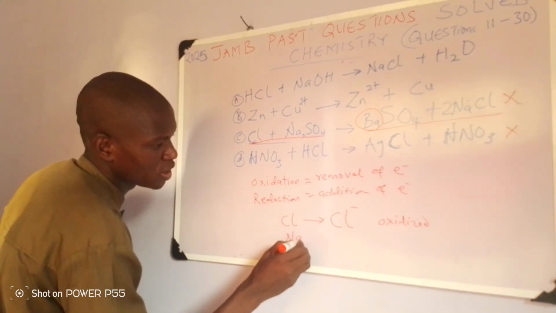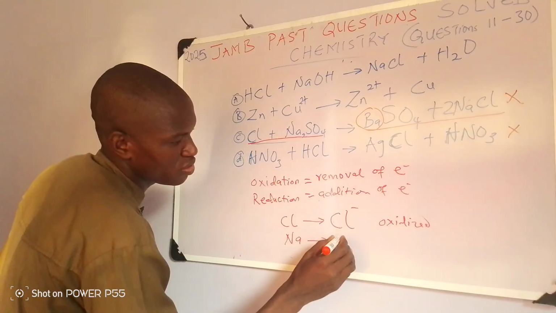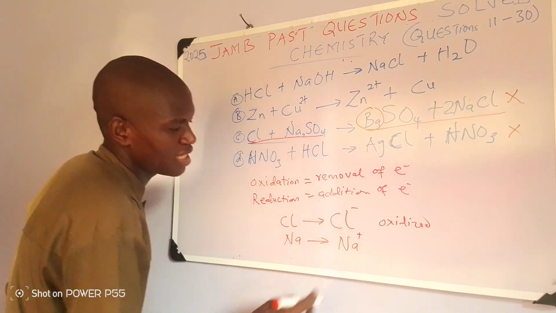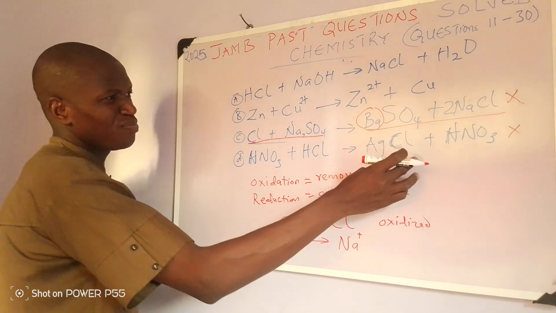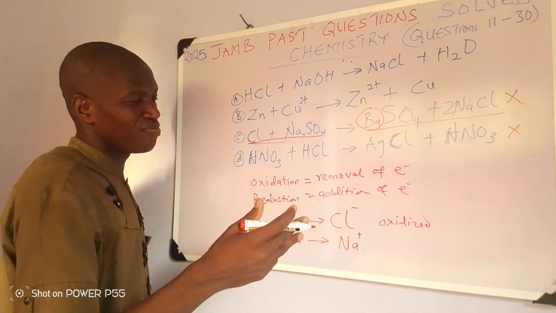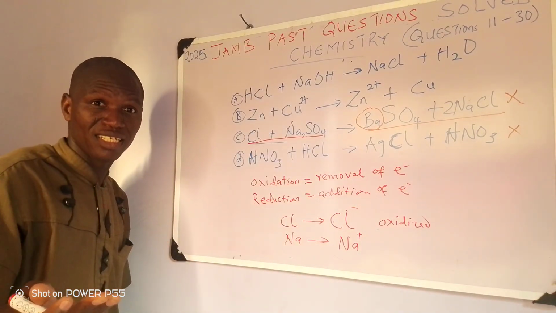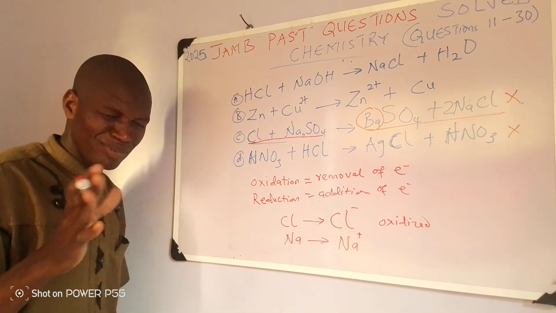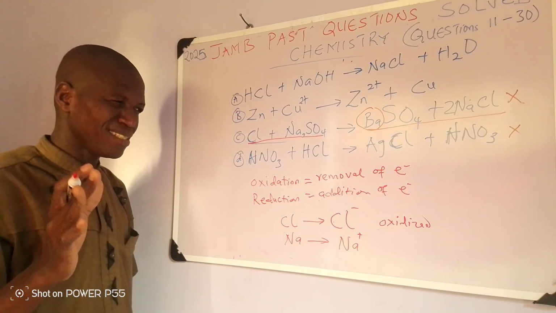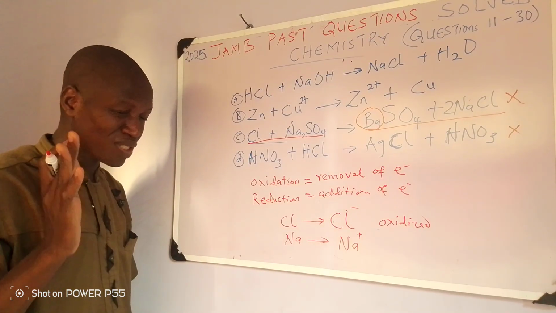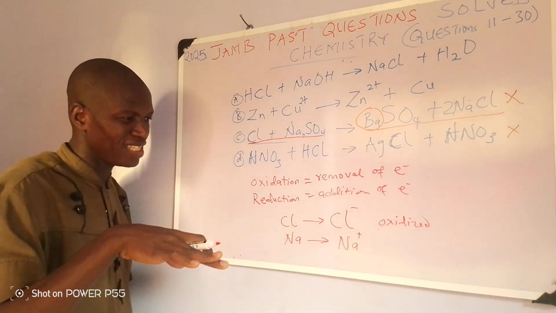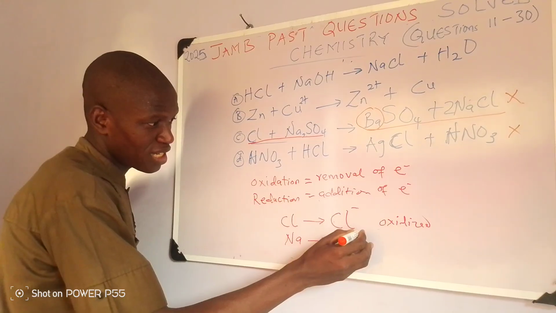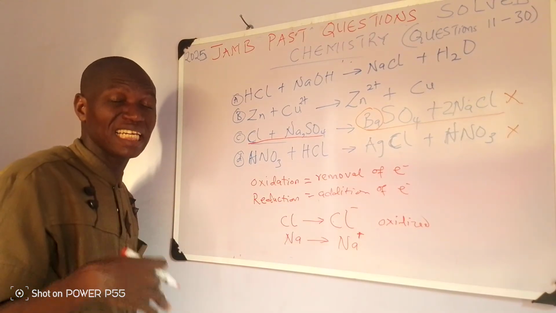Now, if sodium is reduced, okay, sorry, there is something I mixed up here. Negative means I have gained, and positive means I have lost. Positive means I have lost. Yes, I have donated, I have given out. Please, get me again. Don't confuse this. Just get it. It's very simple. I mixed up everything earlier. So, this means I have lost. Positive means I have lost. Negative means I have gained.